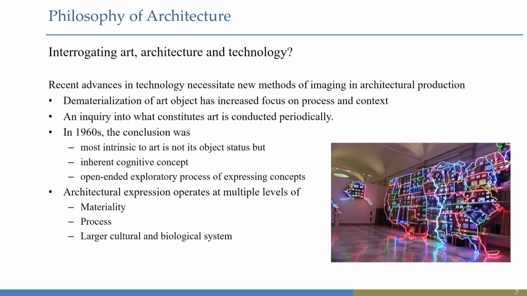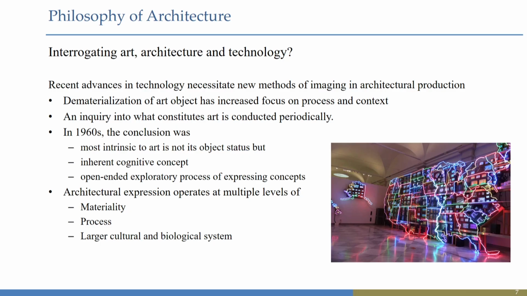Another aspect was the open-ended, exploratory process of expressing concepts. In the sense that an artist or architect wants to express a certain concept, and how does he express that concept? Does he express it through an exploratory process? So, I can express it this way, I can also express it in another way. So, there is a tentative nature of expression, or exploration. There is an exploration about it, that this way or that way. There is an uncertainty about how the concept will be expressed. That also becomes a part of how art is defined.